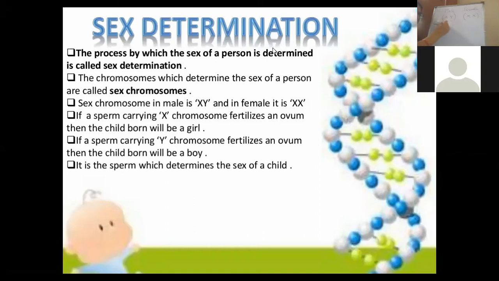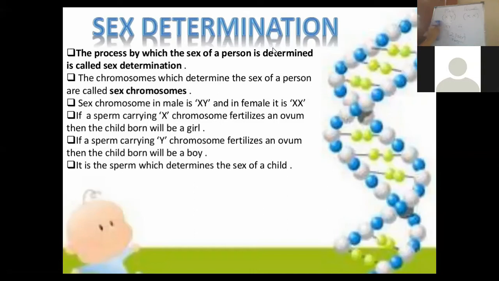Because if XY from the male and XX from the female were both contributed, that means there would be two pairs in the progeny, which is not possible for such an organism to survive.